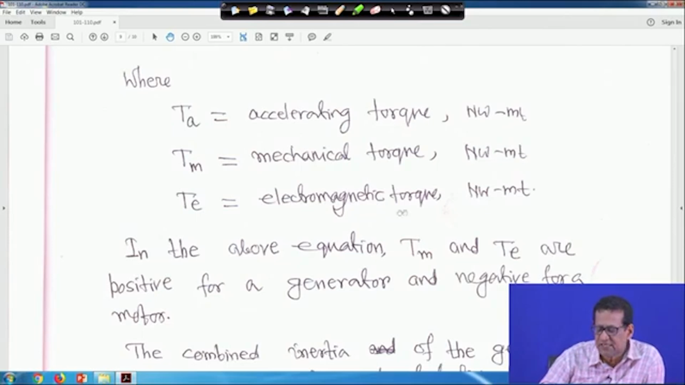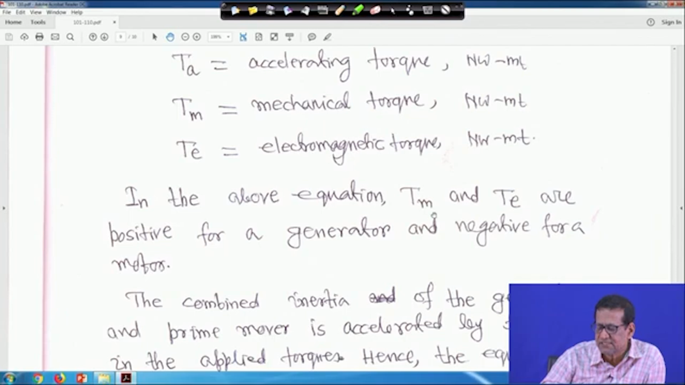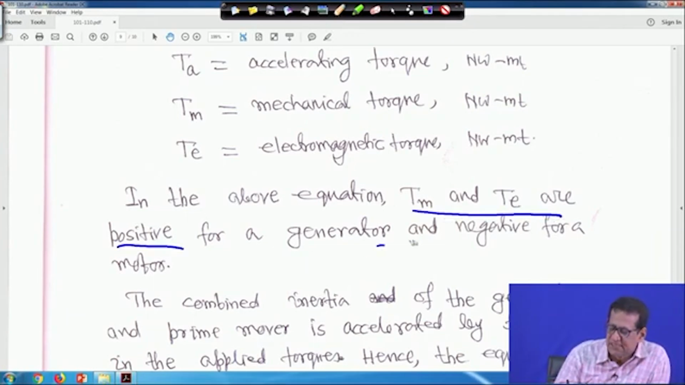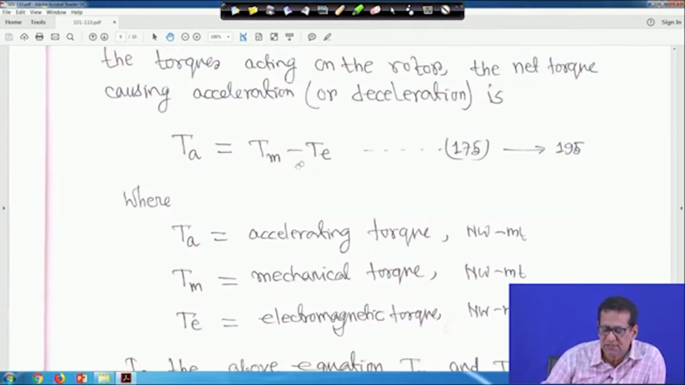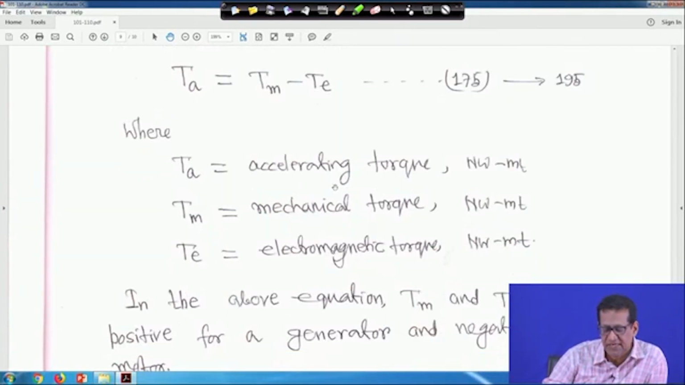And T is equal to electromagnetic torque, that is also in Newton meter. In the above equation, Tm and T are positive for a generator and negative for a motor. That means in this equation, Ta equals T; they will be positive for a generator, and if it becomes negative then it will become T minus Tm for a motor.